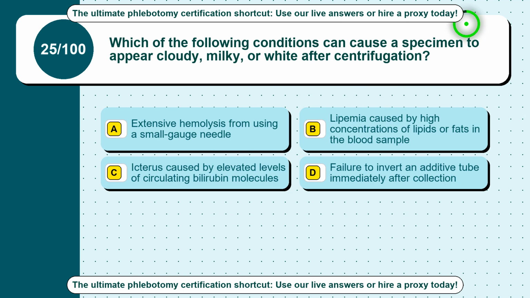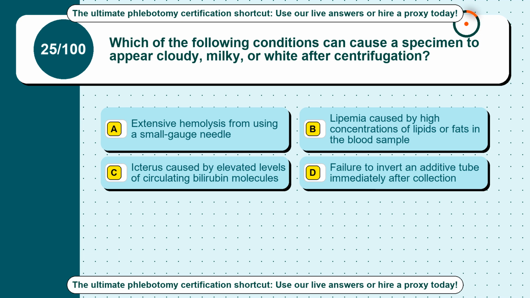Question 25. Which of the following conditions can cause a specimen to appear cloudy, milky, or white after centrifugation? Option A, extensive hemolysis from using a small gauge needle. Option B, lipemia caused by high concentrations of lipids or fats in the blood sample. Option C, icterus caused by elevated levels of circulating bilirubin molecules.